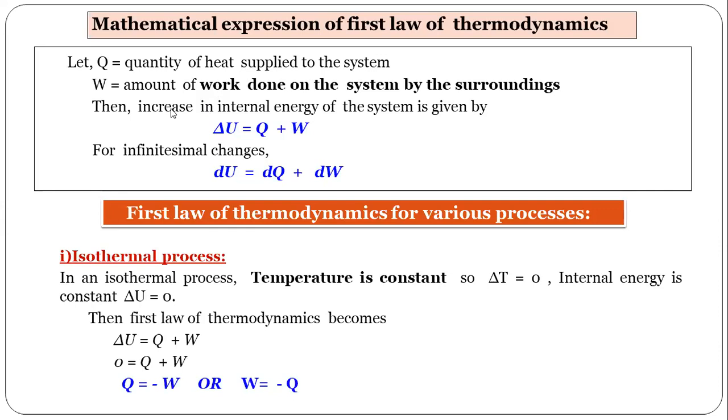So the increase in internal energy is given by delta U is equal to Q plus W. So delta U is equal to the sum of Q, heat supplied, and W, work done on the system by the surroundings. And for small changes, if the change occurs in one step, it will be dU is equal to dq plus dw. This is the mathematical expression for the first law of thermodynamics. Change in internal energy is equal to q plus w. So remember, this can be asked for 1 mark.